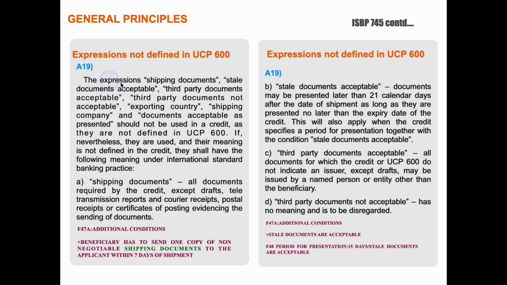A19: The expressions shipping documents, stale documents acceptable, third-party documents acceptable, third-party documents not acceptable, exporting country, shipping company, and documents acceptable as presented should not be used in a credit as they are not defined in UCP 600. If nevertheless they are used and their meaning is not defined in the credit, they shall have the following meaning under international standard banking practice.